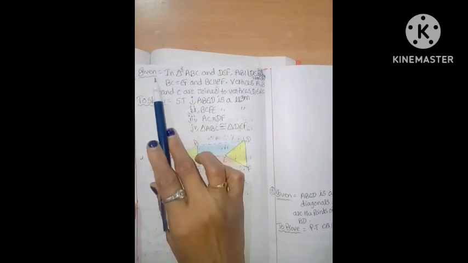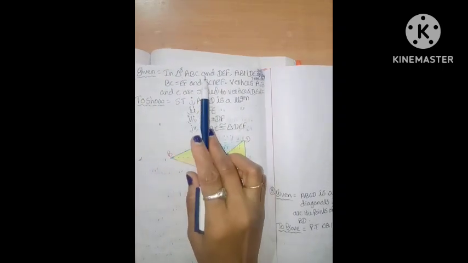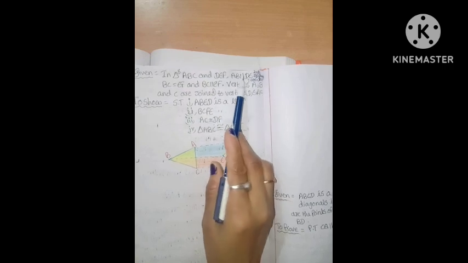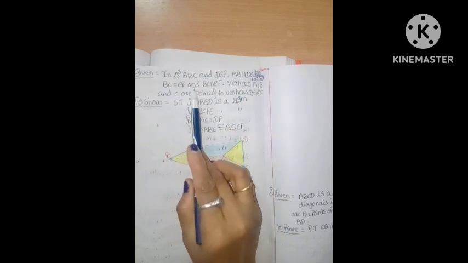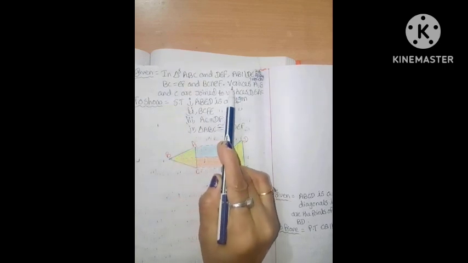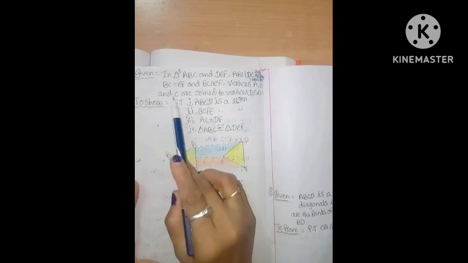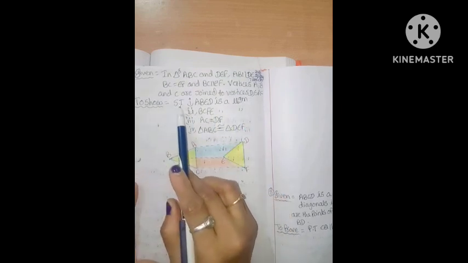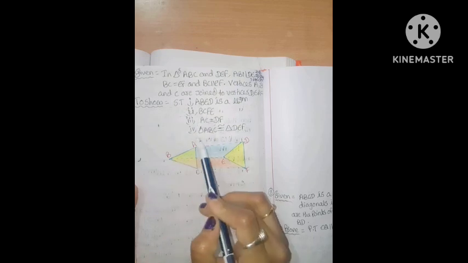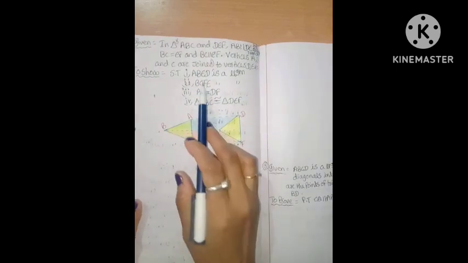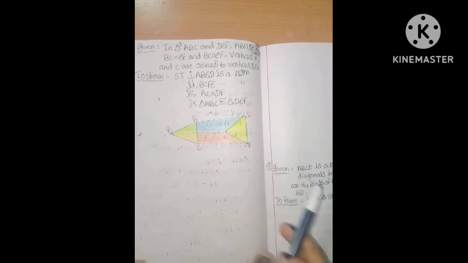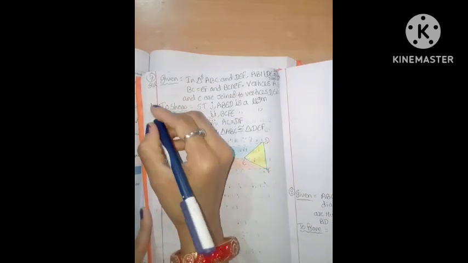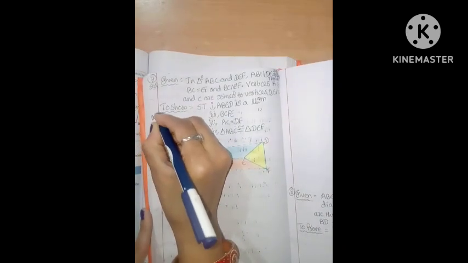First, the given data. In triangles ABC and DEF, AB is parallel to DE, BC equals EF and BC is parallel to EF. Vertices A, B and C are joined to vertices D, E and F. To show that, these are our questions. This is the figure given. First, let's see the solution for this problem.